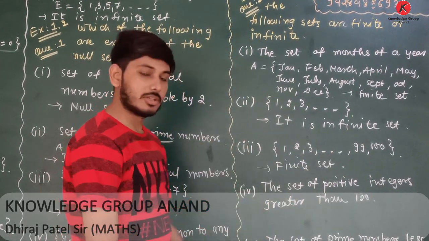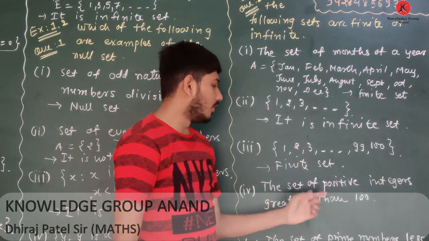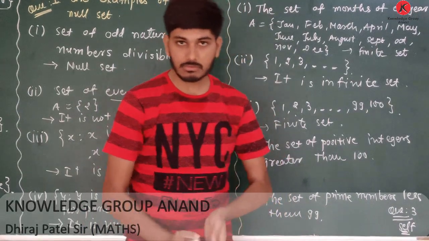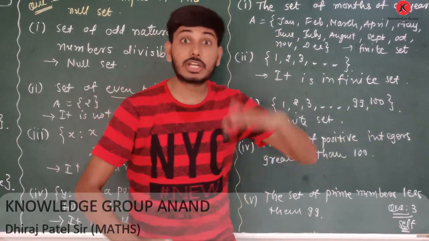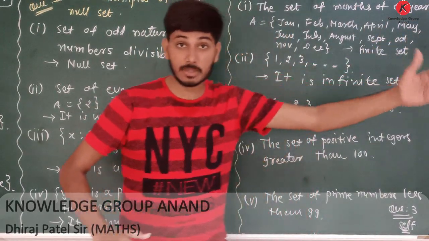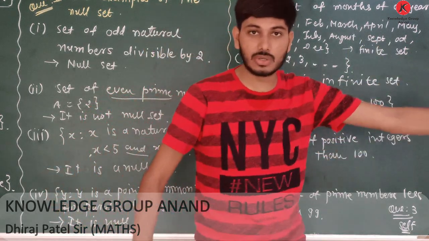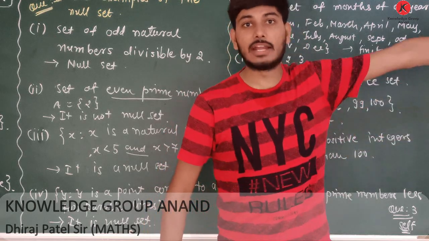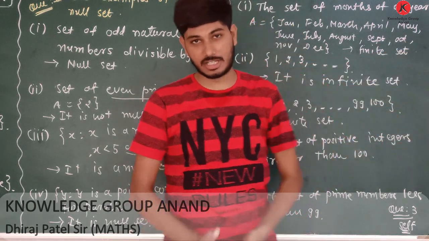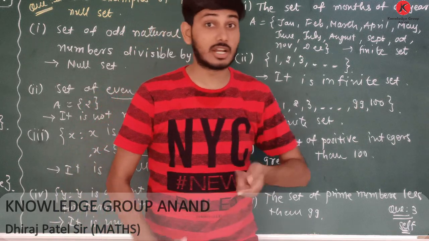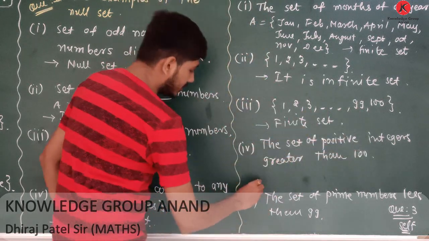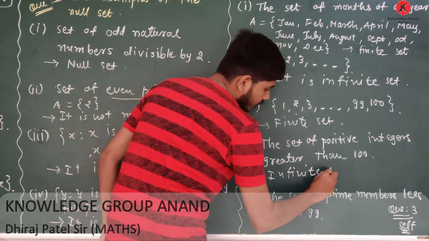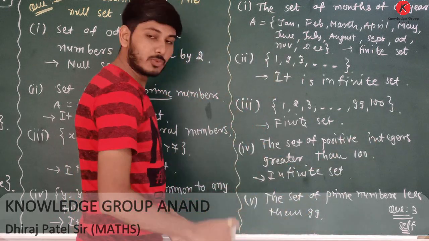Now question number 4: the set of positive integers greater than 100. Greater than 100 means 101, 102, 103, 104, 105, 106, 107 up to infinity. All positive integers greater than 100 are uncountable, therefore this is an infinite set. Fifth question.